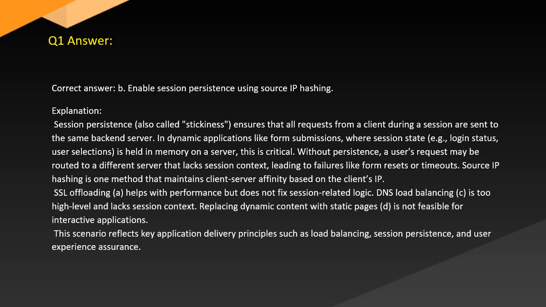Source IP hashing is one method that maintains client-server affinity based on the client side. SSL flooding A helps with performance but does not fix session-related logic. DNS load balancing C is too high-level and lacks session context. Replacing dynamic content with static pages D is not feasible for interactive applications. This scenario reflects key application delivery principles such as load balancing, session persistence, and user experience assurance.